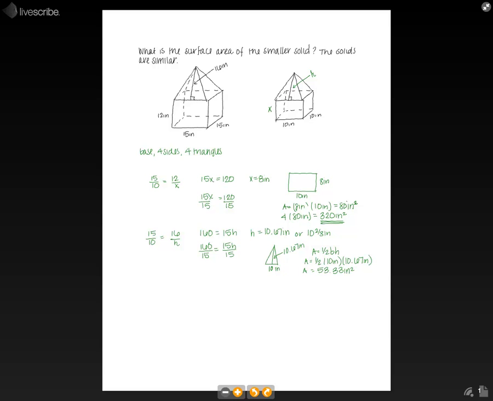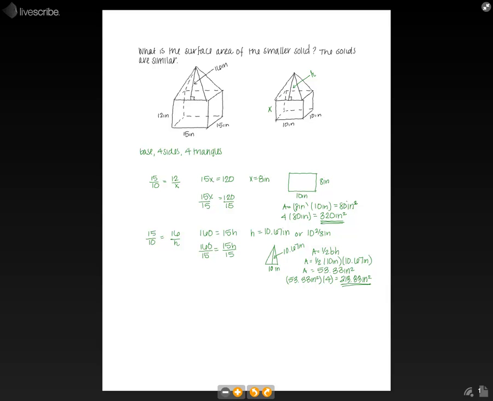53.33 inches squared. Alright, and we know that there are 4 of those triangles in our shape, so we do 53.33 inches squared times 4, and we're going to get 213.33 inches squared. That's the area of all the triangles.